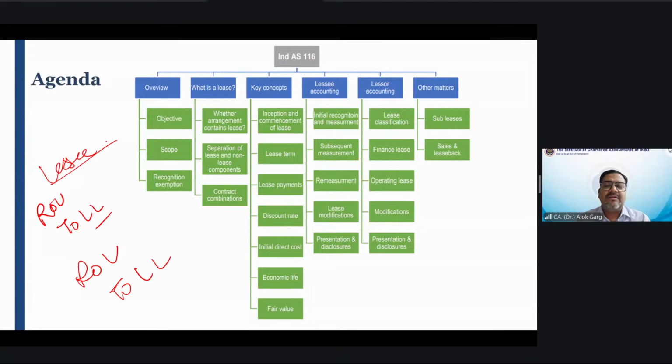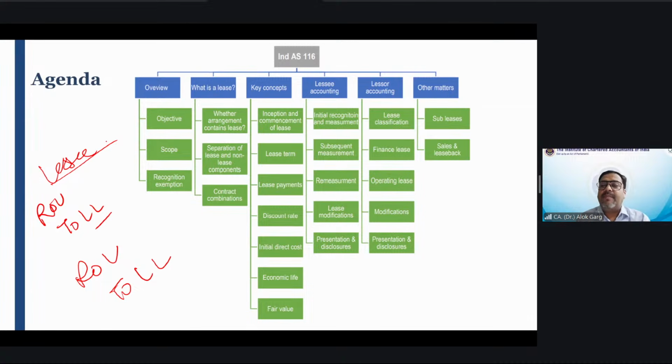an operating lease. So prior to Ind AS 116, what are they doing? They are debiting their lease rent expense and crediting their lessor or bank, right? But after Ind AS 116, what happened? They have to capitalize their right of use asset and they have to credit their lease liability.